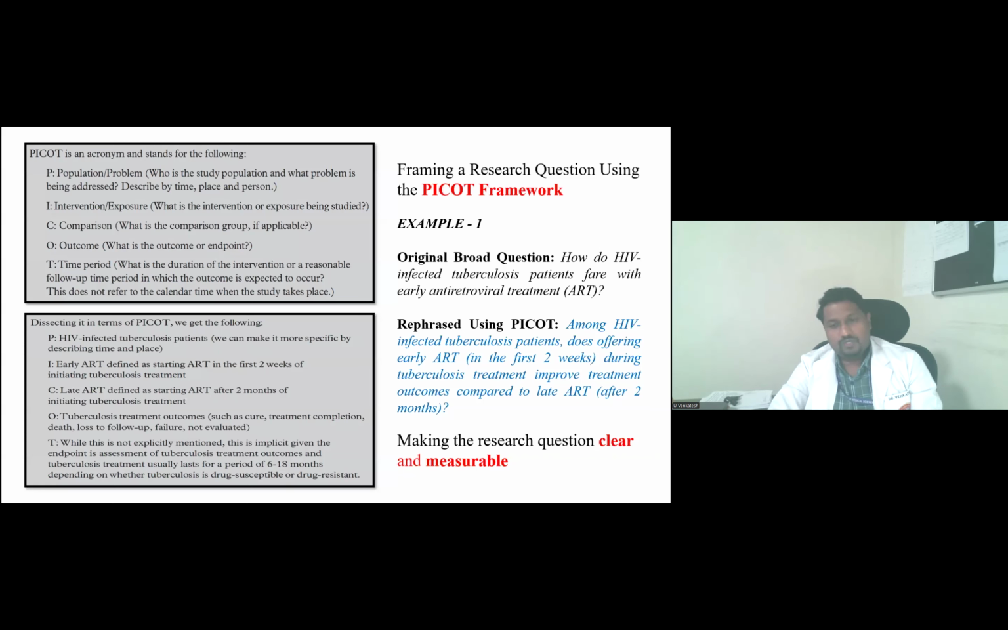So if you revise this original research question, now the research question reads like: among HIV infected tuberculosis patients, does offering early ART during the tuberculosis treatment improve treatment outcomes compared to the late ART? Now, this question is actually improved, making the research question clear and measurable. So that's how you need to improve your writing.